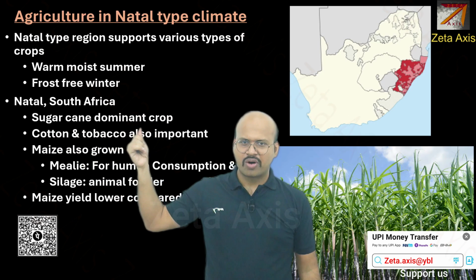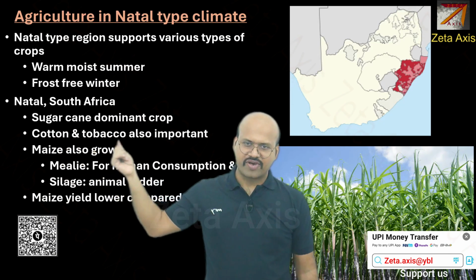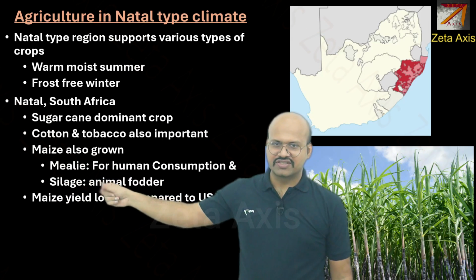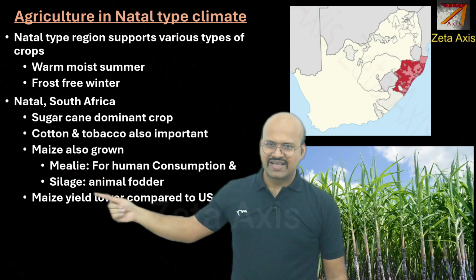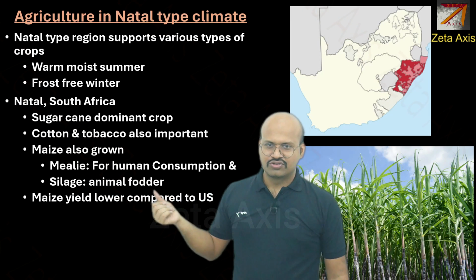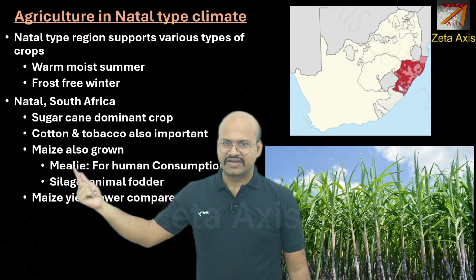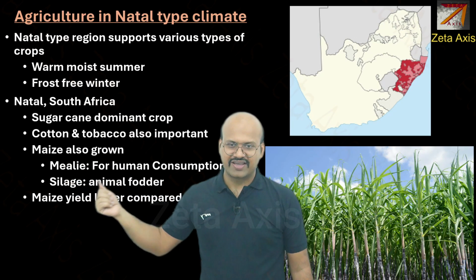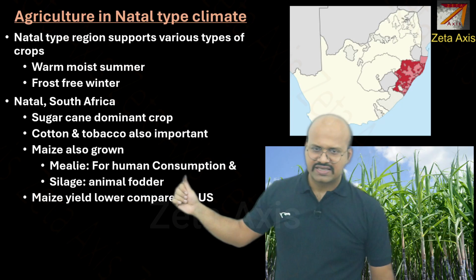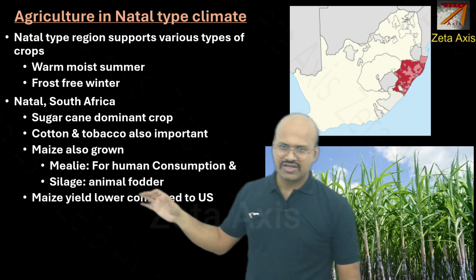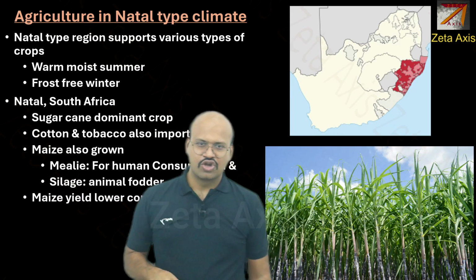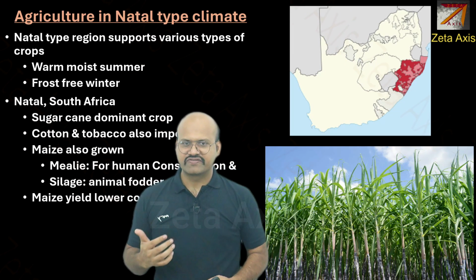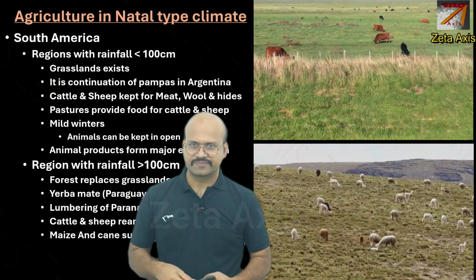Sugarcane is the dominant crop. Then cotton and tobacco are also important. Maize is also grown. There are two types, one merely for human consumption and silage for animal fodder. So these are the two types of maize which are consumed over here. One is for human consumption, another is for animal fodder. Maize yield is lower compared to US. So here the maize which is produced has lower yield compared to US because of the mechanization, the advanced fertilizers and varieties which are used in US.